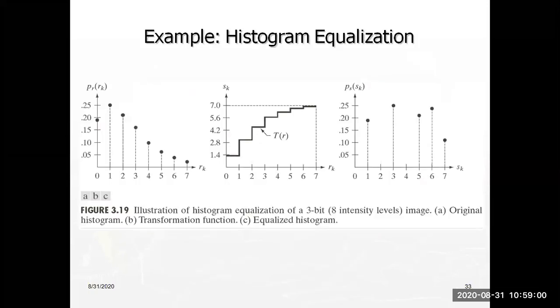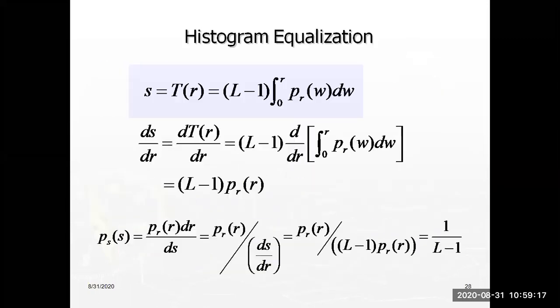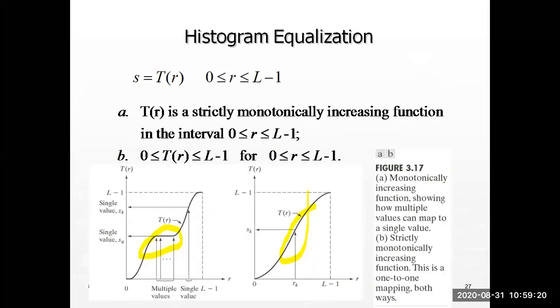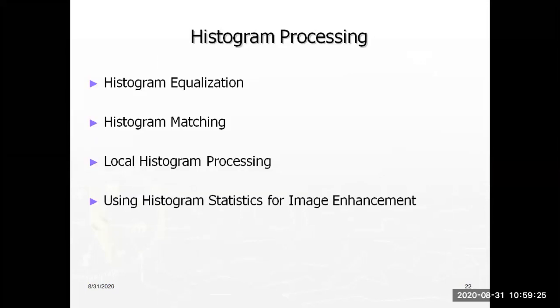What is the topic today? What is the main topic today? Histogram equalization, sir. Just histogram. How many procedures are in histogram processing? There are 4. What are those? Yes. Histogram equalization, matching, local enhancement, and histogram statistics for image enhancement. Out of this, we have completed the first one, histogram equalization.